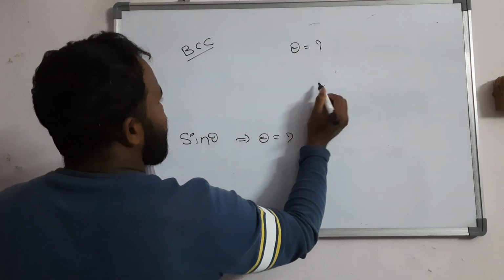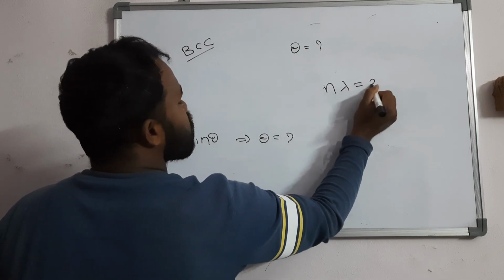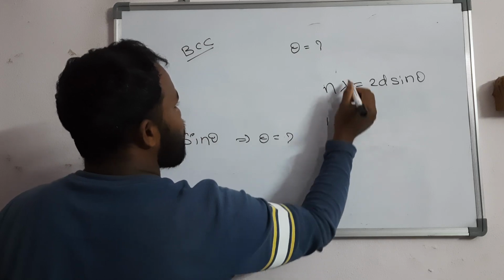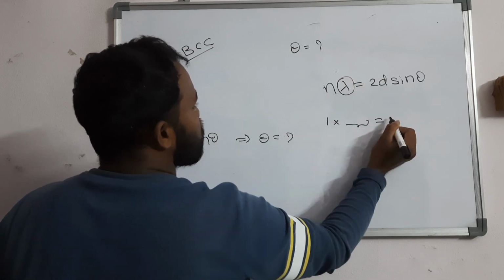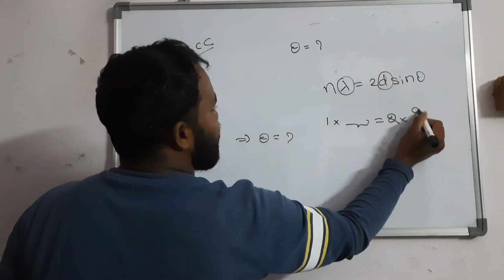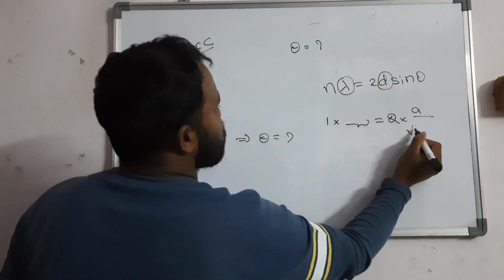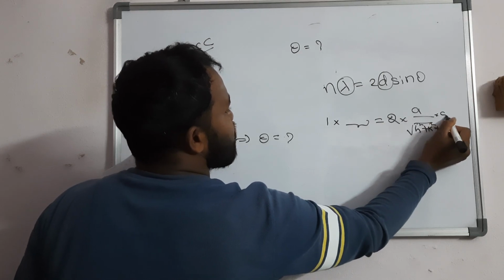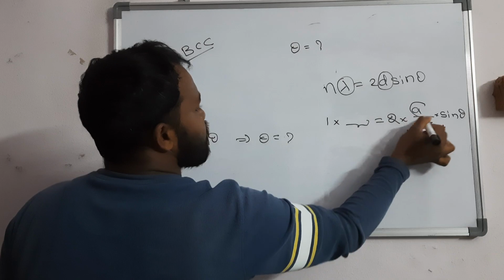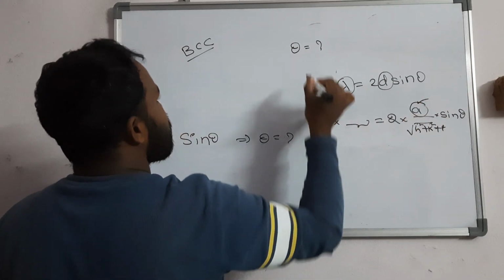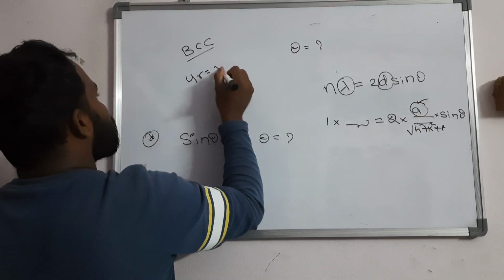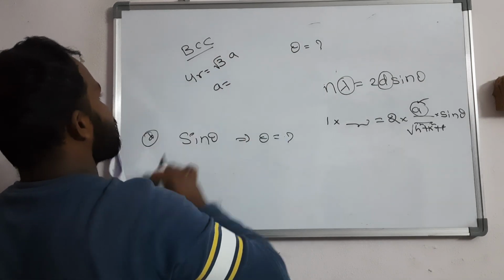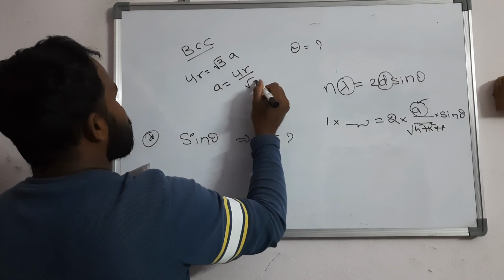The equation is n lambda = 2d sin theta. Here n is the order, given as 1, and lambda is already given, equal to 2 into d. What is d? d is a by the square root of h square plus k square plus l square. The hkl values are also given. Then what is a? For BCC, 4r = root 3 into a. So a = 4r by root 3, so substitute 4 into r by root 3.